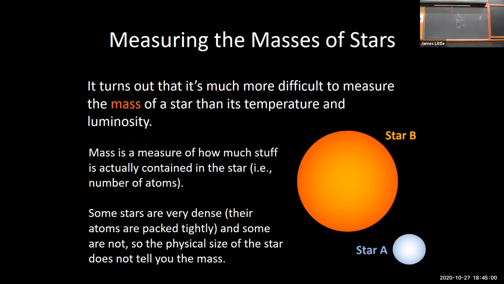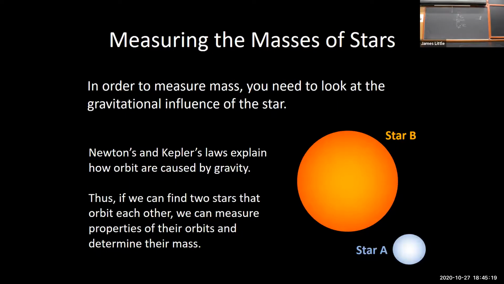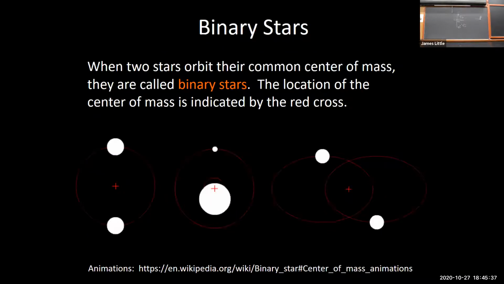So it's hard to measure the mass of a star because you can't get out there and put it on a scale. But we have all these methods by which we can work backwards and figure out the properties of a star. Some stars are very dense and some stars are not. So some stars are like marshmallows and some stars are like a brick of iron, basically. But you can somewhat infer the mass by looking at the gravitational influence of the stars. Newton's and Kepler's laws explain how orbits are caused by gravity. So if we can find two stars that are in orbit around each other, we can measure the properties of their orbits and determine their mass.